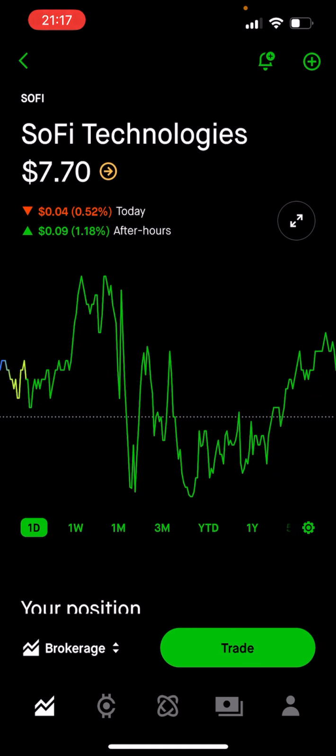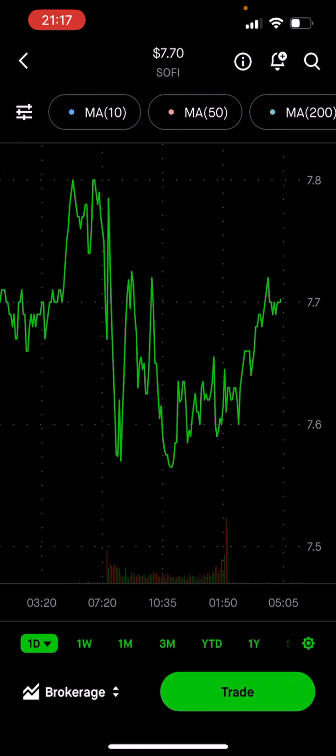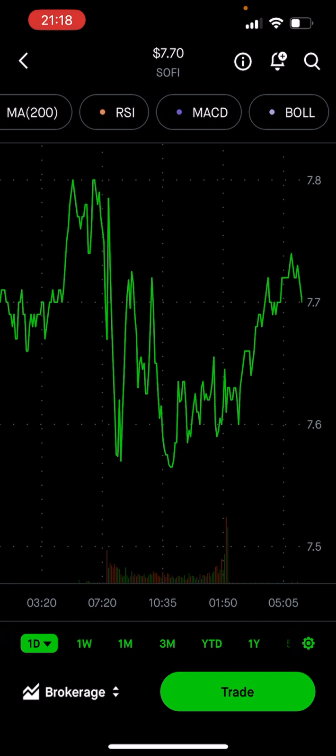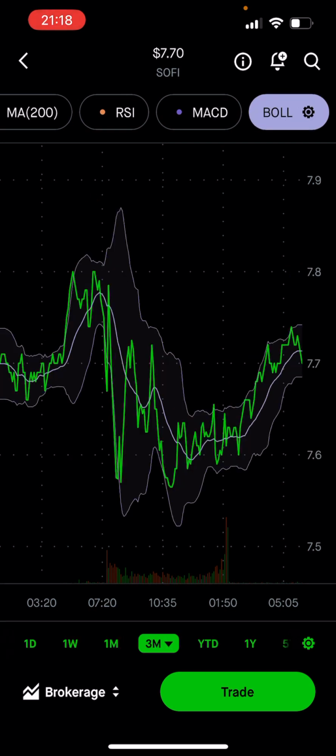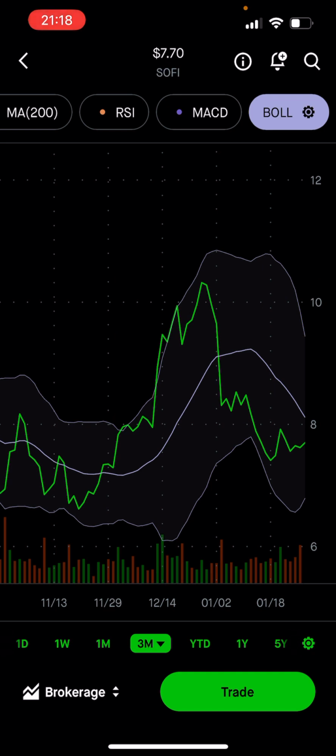A couple of the things I like to look at are the technicals of the stock. So to view the technicals on Robinhood, there's that button with the two arrows and the circle around it. I'm going to click on that. At the top, I'm going to scroll over and click on the Bollinger Band. I'm going to look at the 3-month chart. I like to look at the 1 month and 3-month chart, but you could look at all of them to see what the trend is at.